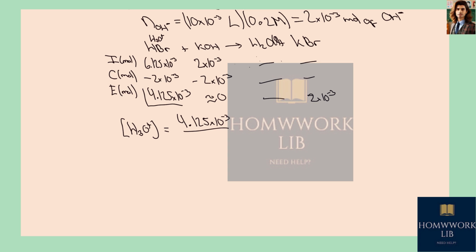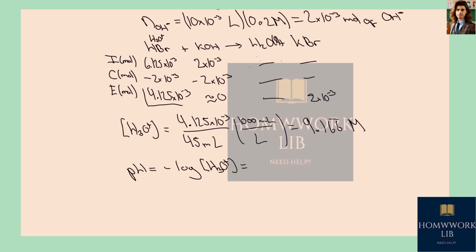This is going to be the amount of mole that we end up at equilibrium divided by the final volume. The final volume is 35 milliliters plus 10 milliliters that we added, so 45 milliliters, and converting those milliliters into liters. So we end up with 9.16 times 10 to the minus 2 molar concentration. Thus the pH is simply minus the logarithm of that value, which is 1.04.